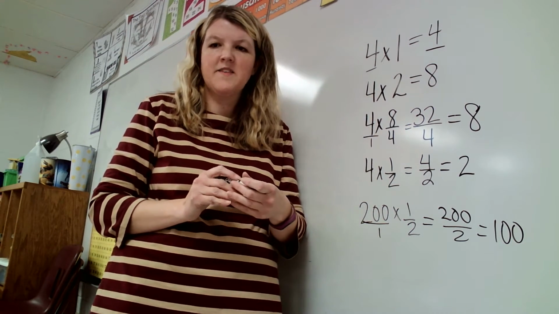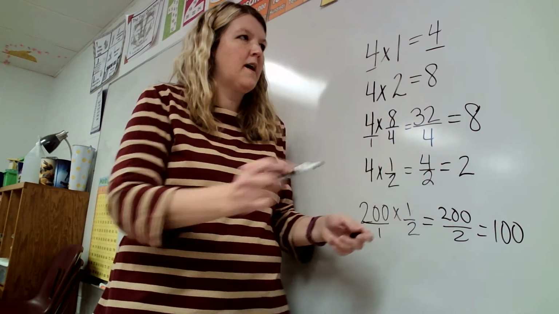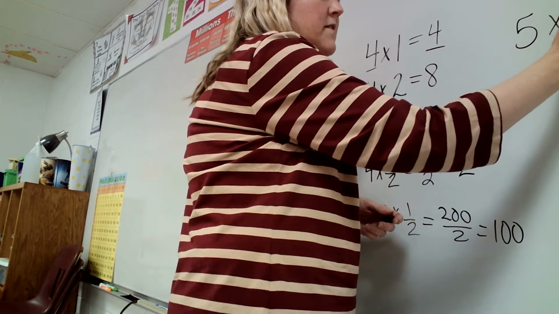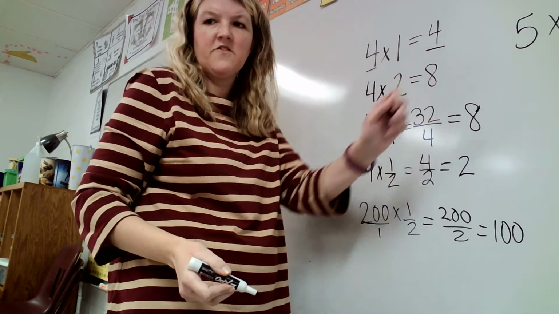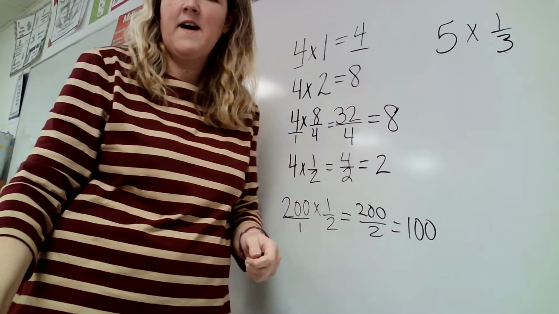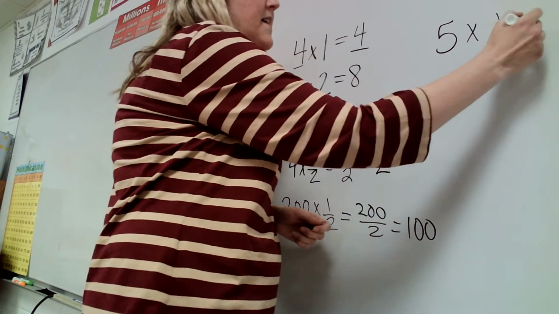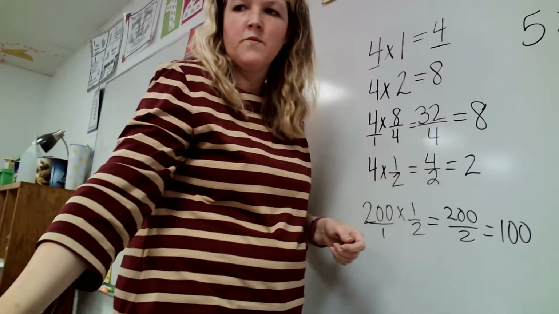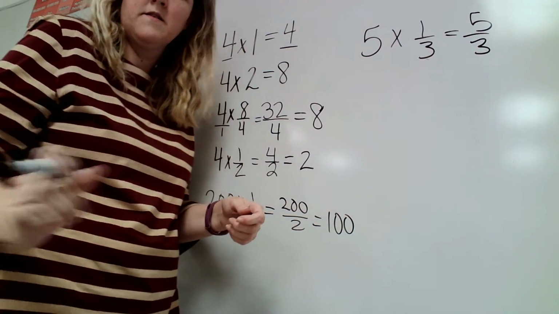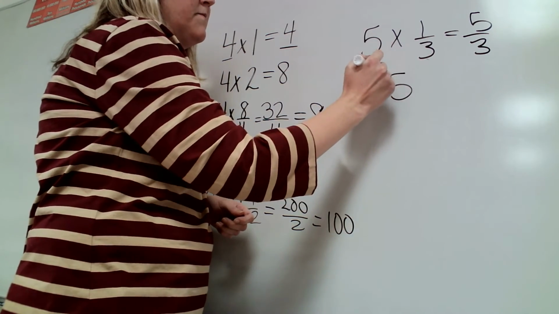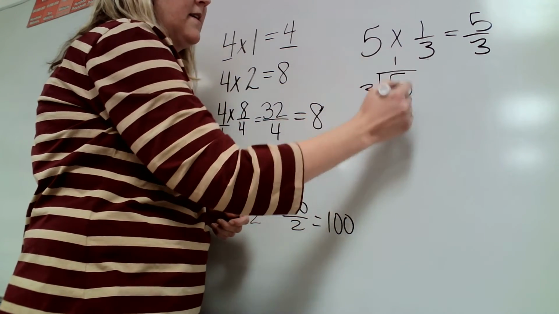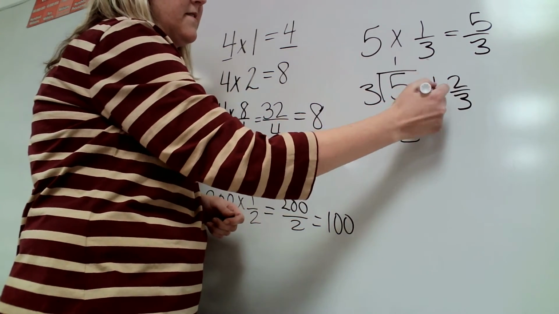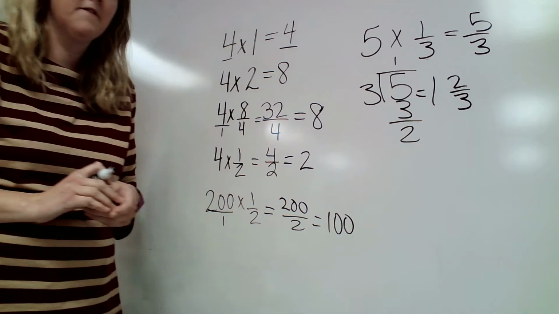So you can try out some of these, just multiply. I could do 5 times 1/3. So in that case, I know that my answer is going to be less than 5. So that gives me 5/3. And then whenever I work that out, 5 divided by 3, I know that that's going to be 1 2/3. So that is less than 5.